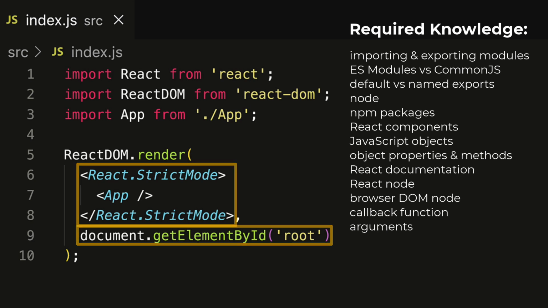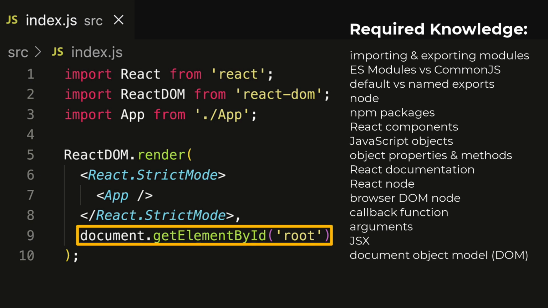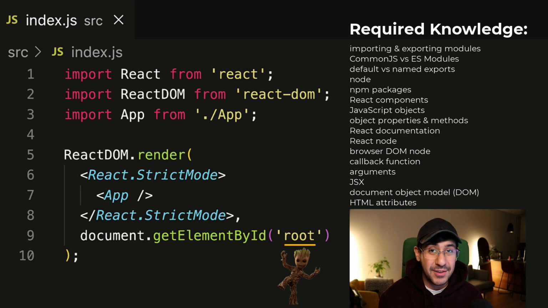If you have a little knowledge of HTML, you'll know that React.StrictMode and app aren't HTML tags, but rather JSX. So we have to start figuring out and learning what JSX is. The second argument requires an understanding of the document object model and the ID attribute. You should be able to look at line 9 and kind of figure out that somewhere in the HTML, there is a tag with an ID attribute of root. So as you can see, even in this seemingly simple code snippet, it's actually pretty difficult to understand what's going on because you need to learn a lot of concepts.